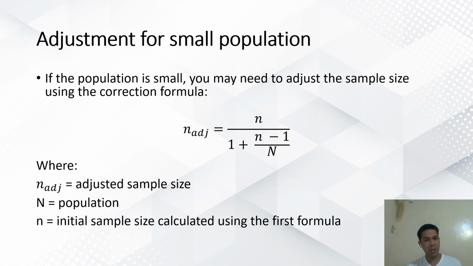And if your population is quite small, then you can use an adjustment for small populations. If the population is small, you may need to adjust the sample size using the correction formula where n subscript ADJ is the adjusted sample size, N is the total population, and the small n is the initial sample size calculated using the first formula.